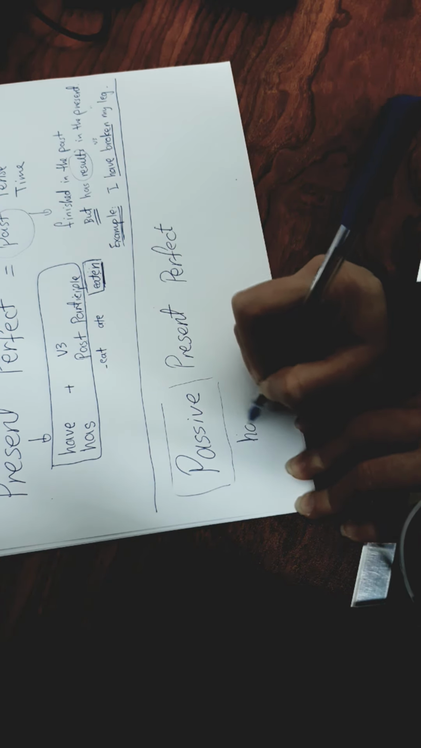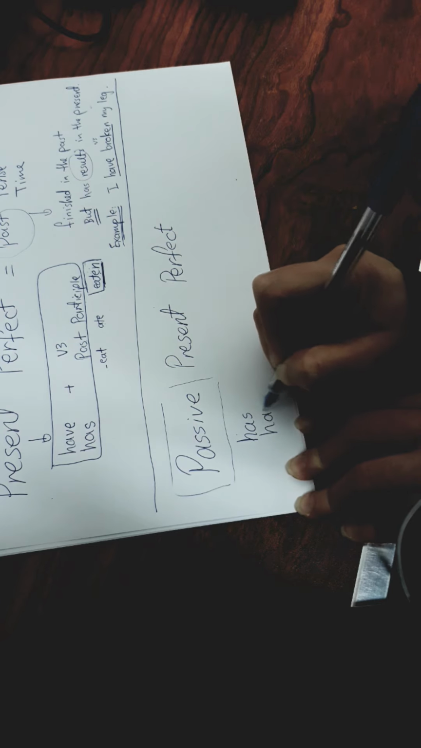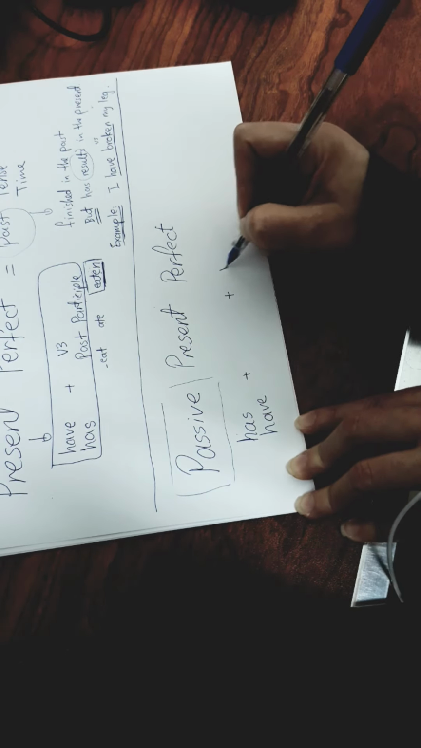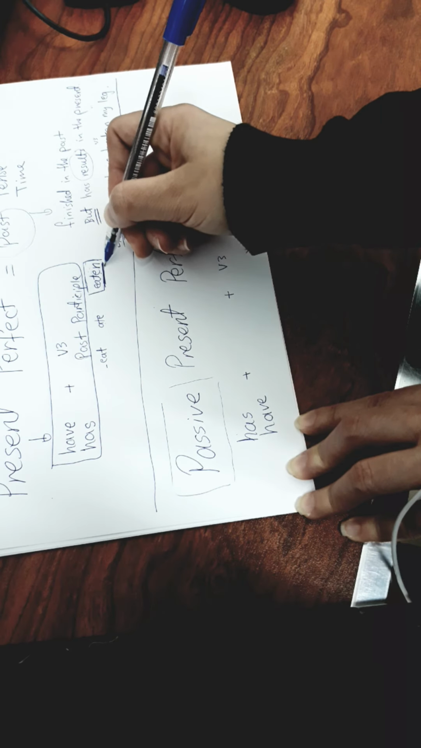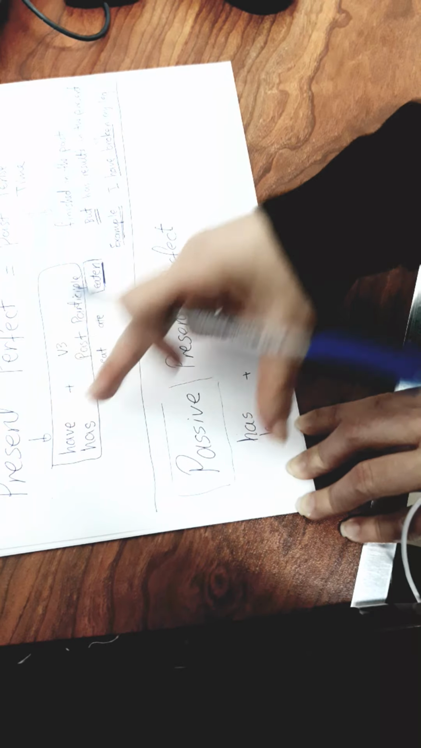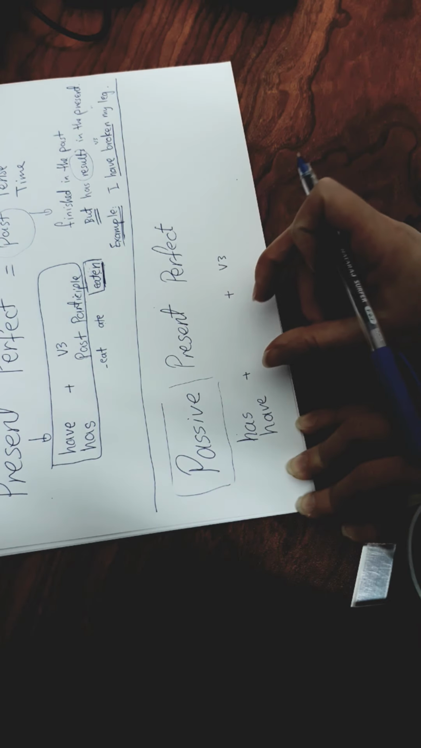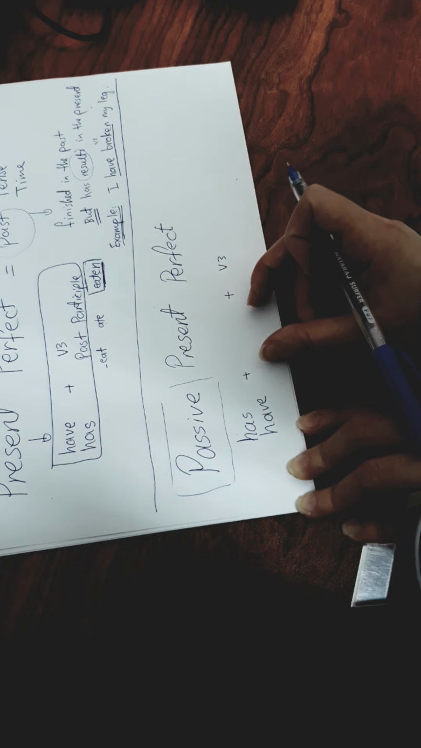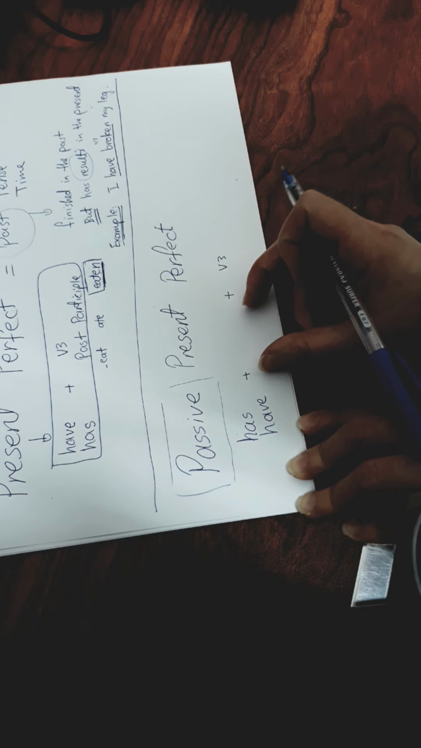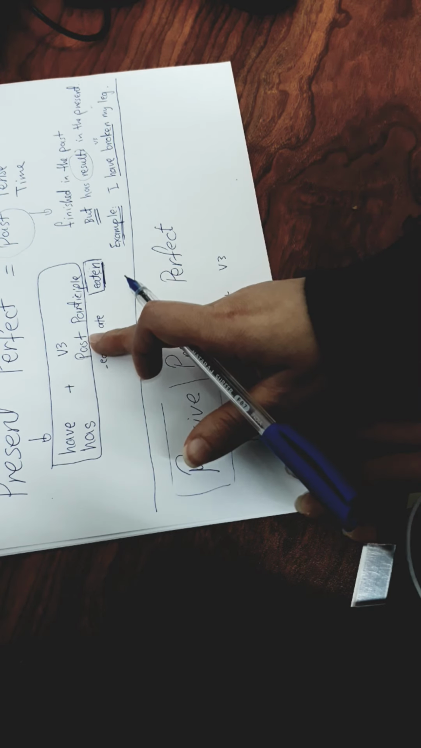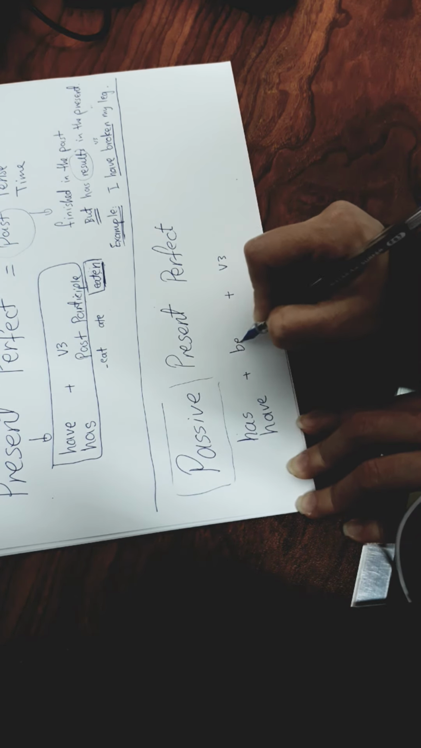Has, have, and we still have the verb 3. We still have it here. We still have has and have here. So what's the new thing that we have in this rule? The new thing you will add to those is been.